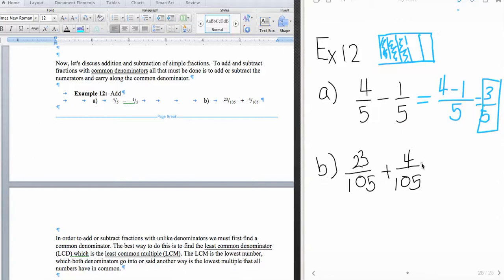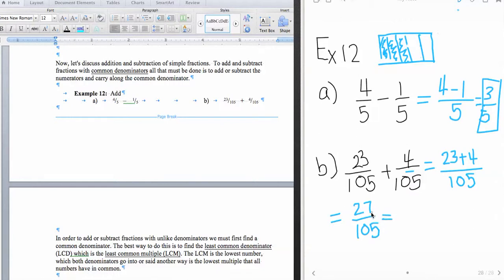So now our next example is an addition example, and this one's going to be a little bit more difficult, but not too much. We're going to do the same exact thing. We're going to add the numerators. We have 23 of these 105 pieces, and we're going to add 4 to that, and carry along that denominator. Now we see we have 27/105. However, we're not done with this problem, because it needs to be simplified. Remember our simplifying exercises from earlier in this section. Now we need to remove those common factors.